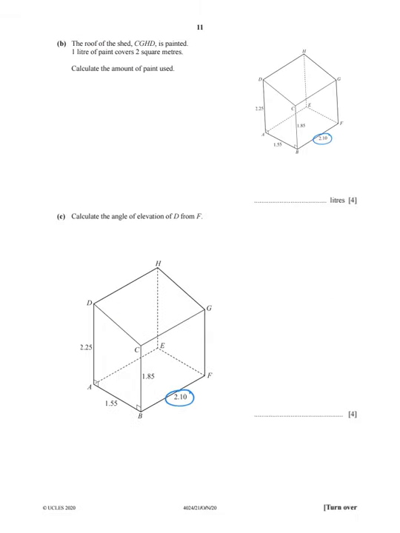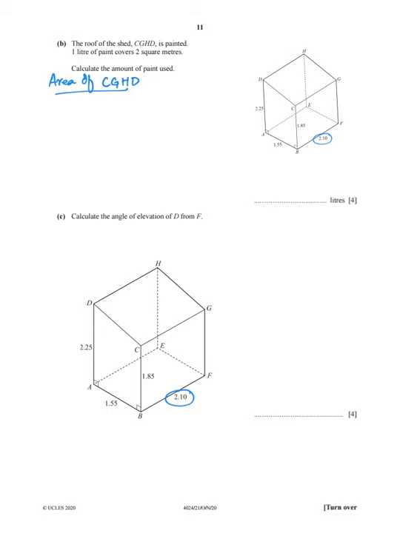Alright, in part B it says that the roof of the shed CGHD is painted. 1 liter of paint covers 2 square meters. Calculate the amount of paint used. The first thing we need to find out is the area of CGHD. Now the basic mistake is what? Most students consider that CD is equal to 1.55, but keep in mind that ABCD is a trapezium, not a rectangle. Alright. So how do you find the length of CD?